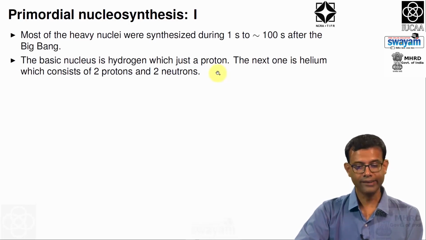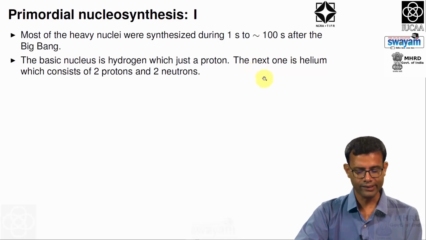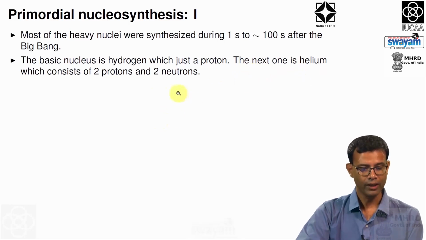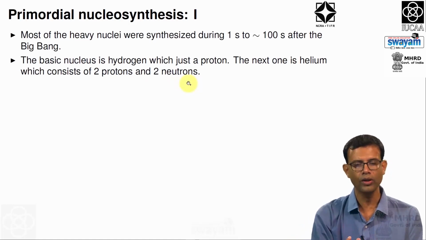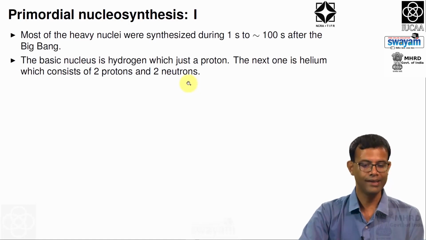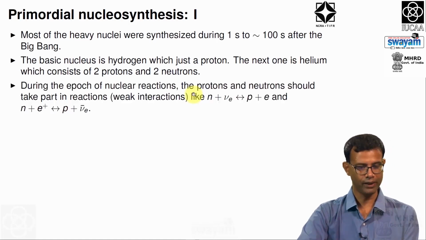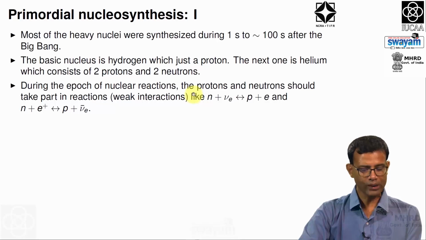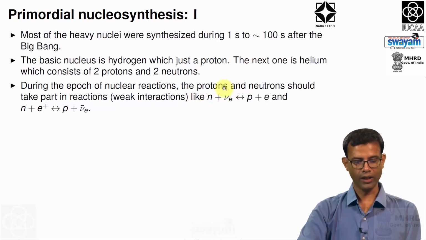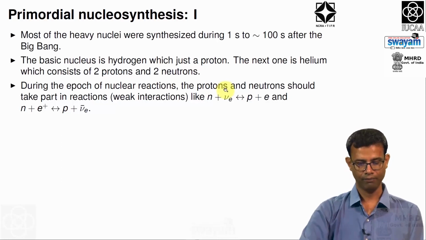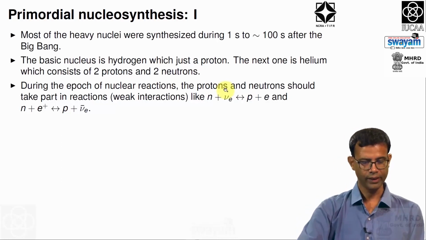Now, what about the next stable nuclei? The next stable nuclei is helium, that consists of 2 protons and 2 neutrons. Okay. So, you have to bring together 2 protons and 2 neutrons to form helium. So, how will that happen? To do that, let us understand what happens to the neutrons and how many neutrons do we expect in our universe.